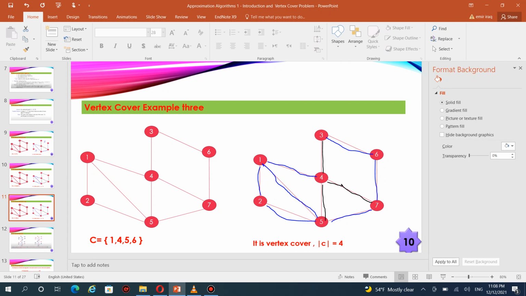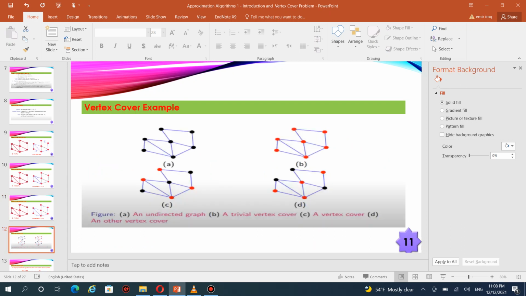Also we'll delete each edge related to any one of these vertices. We'll delete 1-4, 1-5, and 1-2. Also for element 4, we delete 4-3, 4-7, 4-5, 4-1. Then going to vertex 5, we'll delete 5-2, 5-1, 5-4, 5-7. Also we go to element 6 and delete 6. So this graph will cover all vertices, so it is a vertex cover.